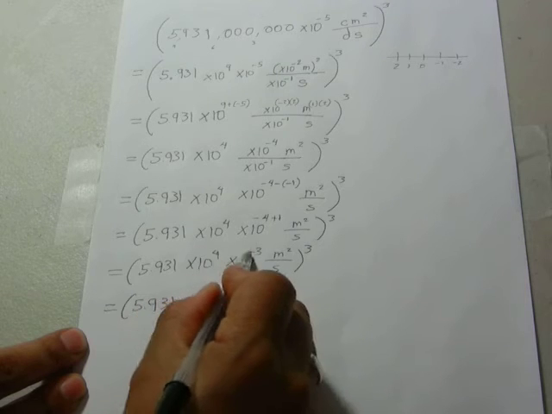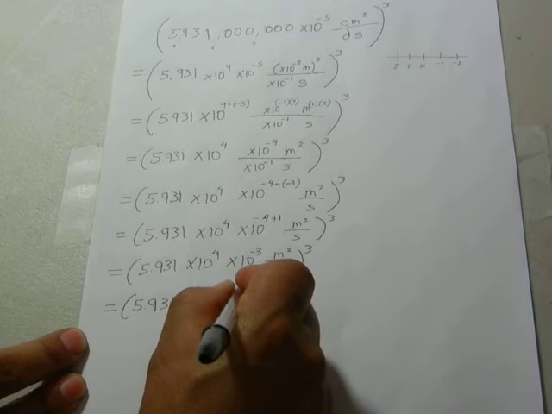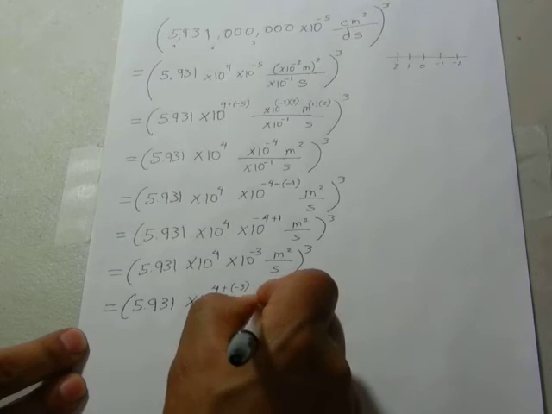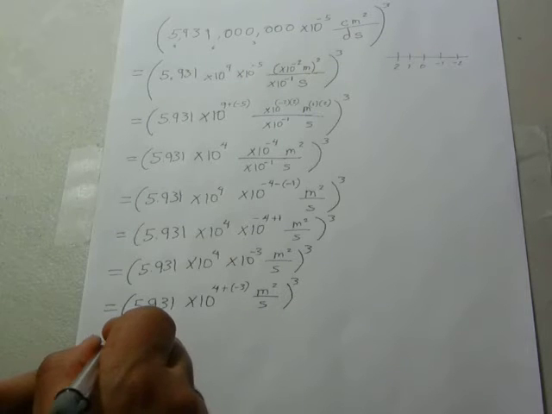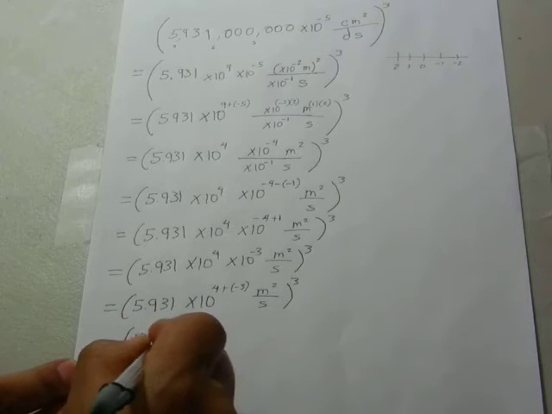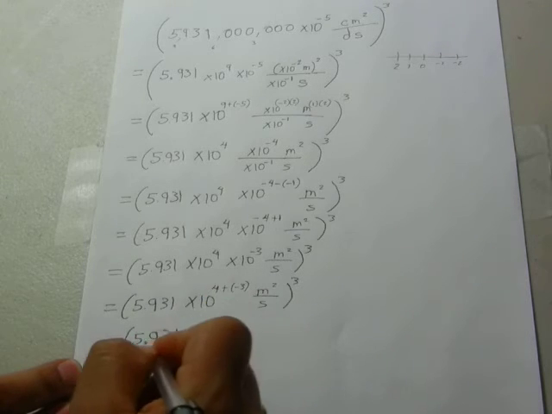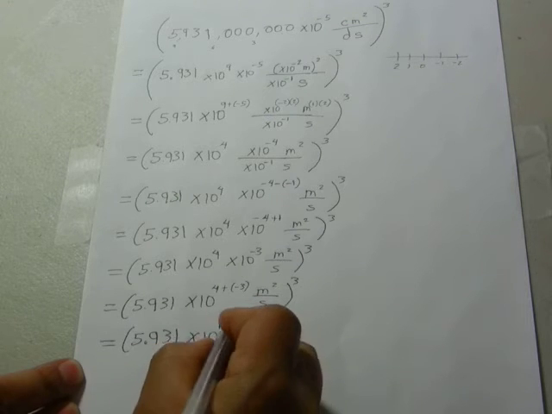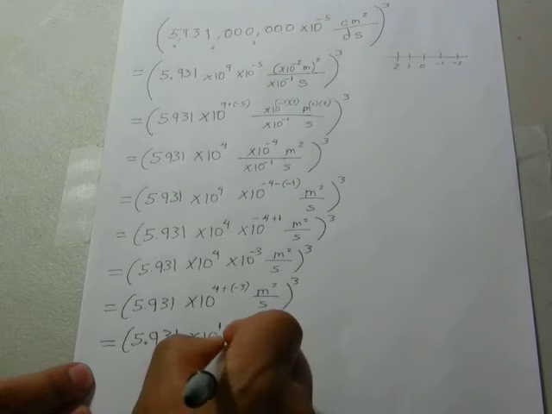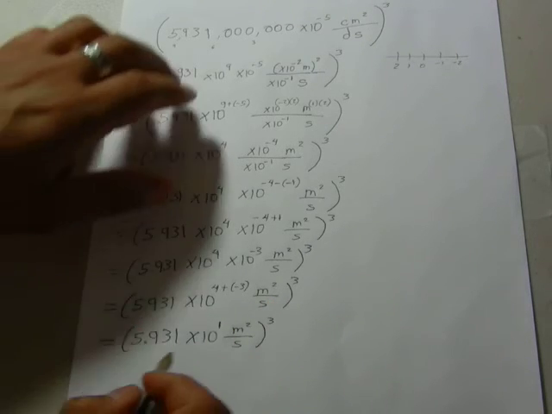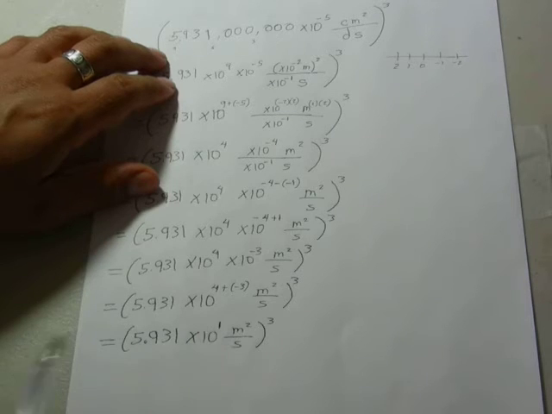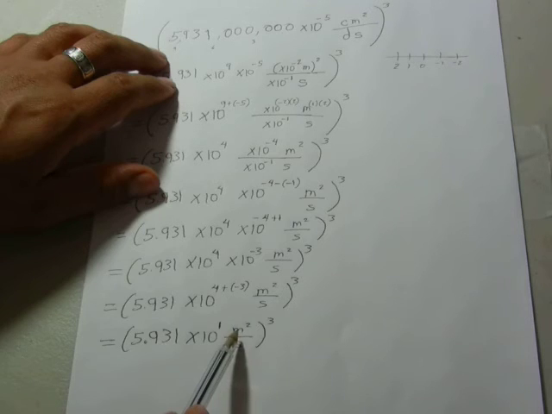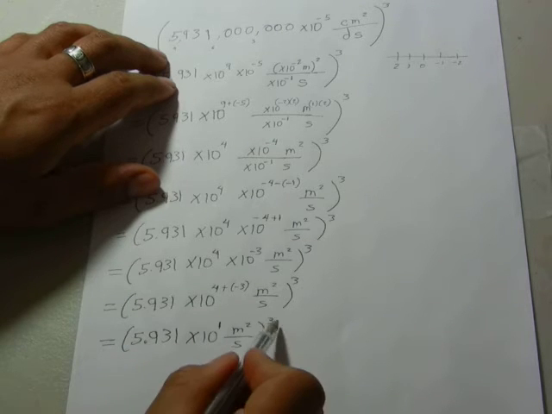Multiplication with the same base, we add the exponent. 4 plus minus 3. Four minus 3 is 1, meters squared per second. It's going to be up to you if you remove this one, but I want to keep the power of 10. Remember that when you have scientific notation, that is the most simple expression, and we have the most basic unit in the international system. Meters squared is a unit of area, seconds a unit of time. We are ready to go outside.